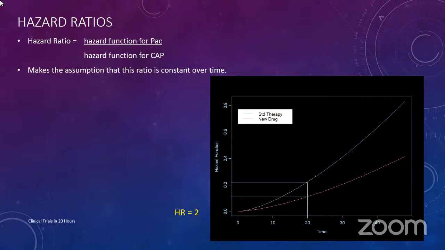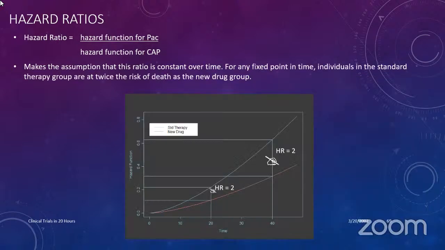So you can see for the standard drug cyclophosphamide, the hazard function is going in the upper graph, like the top line, and the lower line in red is the new drug which we are introducing. And you can see the hazard ratio is 2. So what it means is that even though the overall median survival, the number, shows the median survival is slightly higher, the hazard ratio of 2 means that at any fixed point, the individuals in the therapy group are at twice the risk of death as the new drug group.